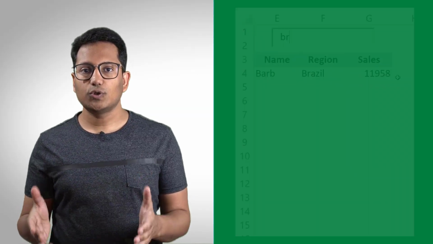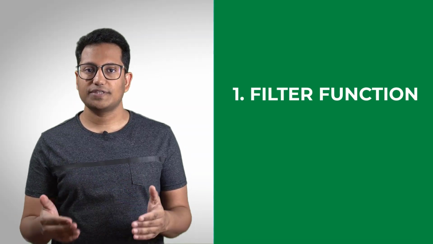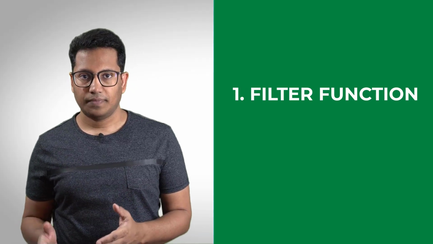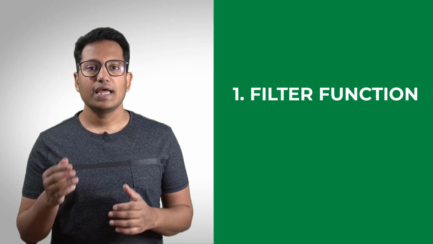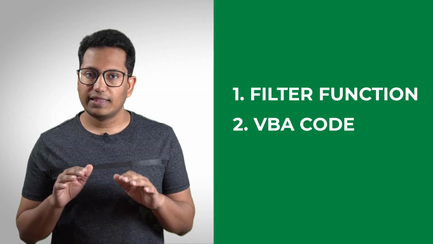Now you can do that using two methods. The first one is using the filter function, which is a new function in Office 365, and you would have access to it if you are a part of the Insiders program. And if you do not have access to the filter function, then you can use the second method, which is by using a really simple VBA code. And this method would work for all the versions of Excel. So let's get started.